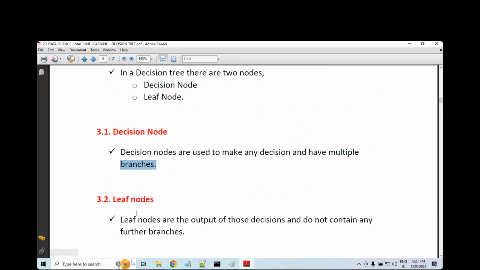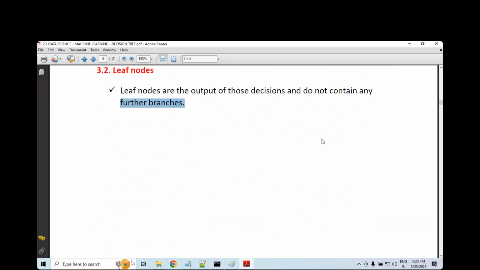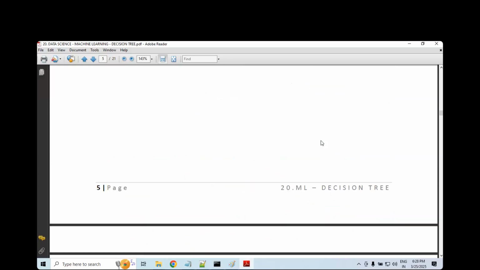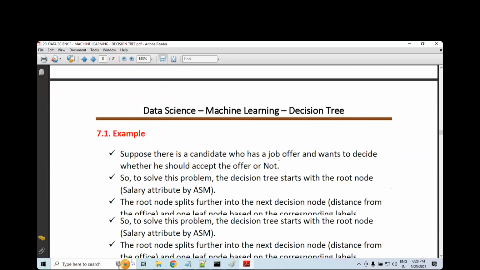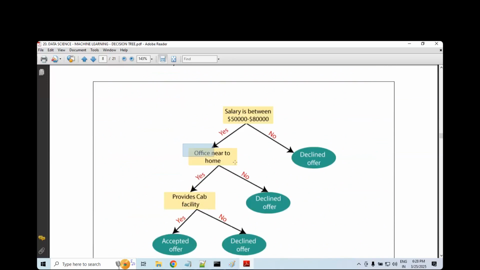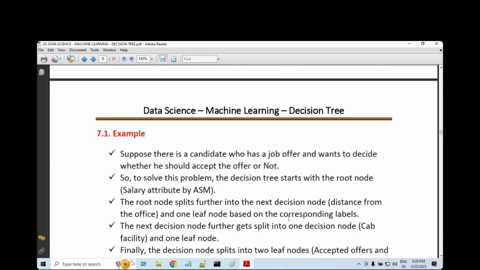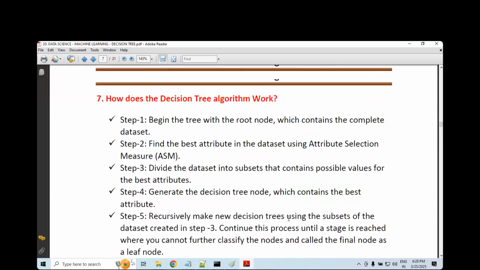Now, leaf node. Leaf nodes are the output of decision nodes and do not contain any further branches. What do you mean by that? Go back to the example. Decision node: why? Because it has no extension; from that the branch cannot be extended. The theory, please understand the theory first.